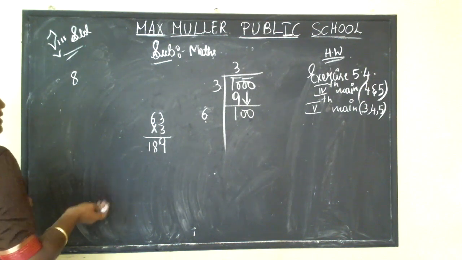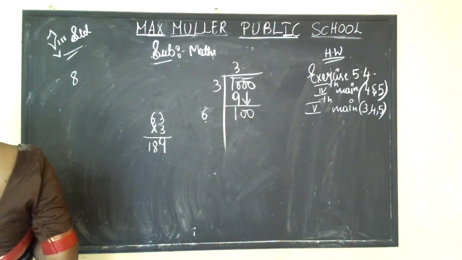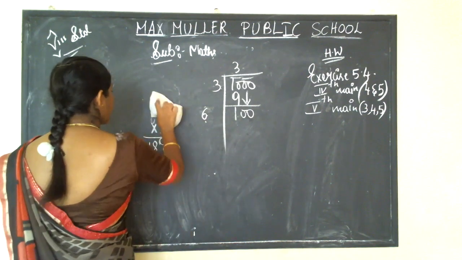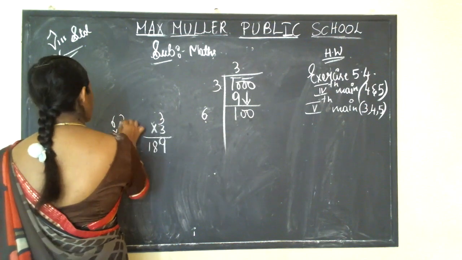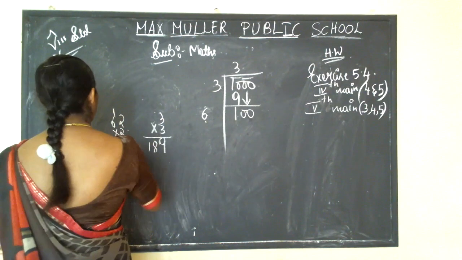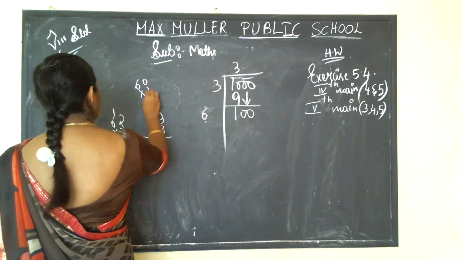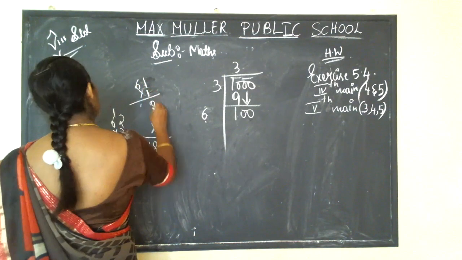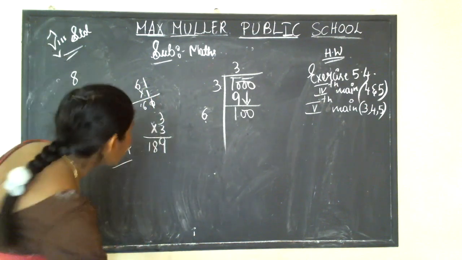The number 189 is higher, so you can't use it. So if you try 62 into 2, that gives 124, and that is also higher. Okay, you can go with 61 into 1.